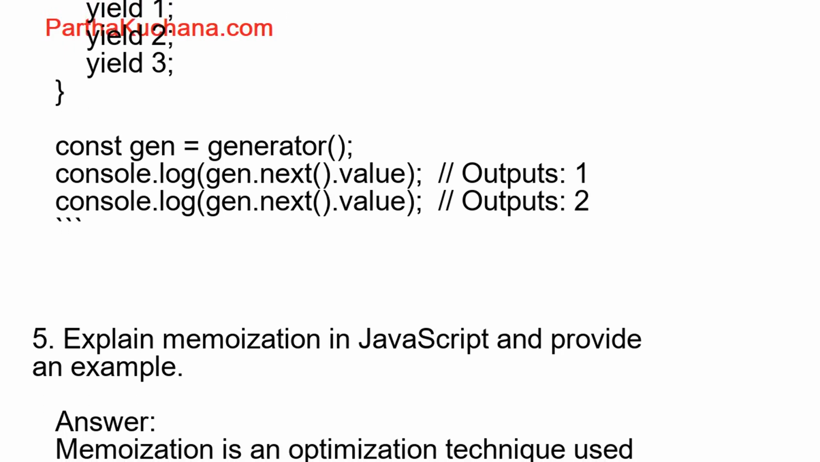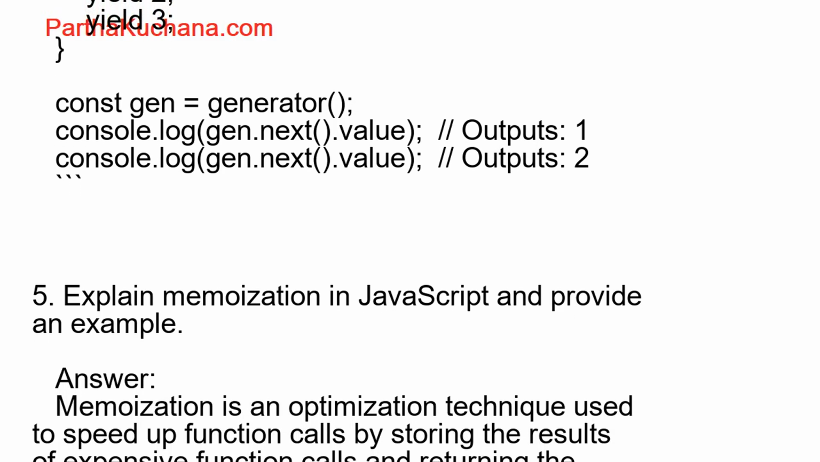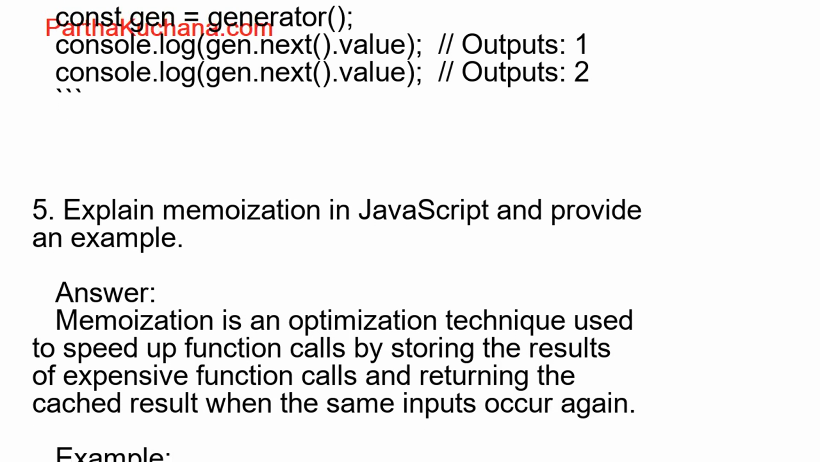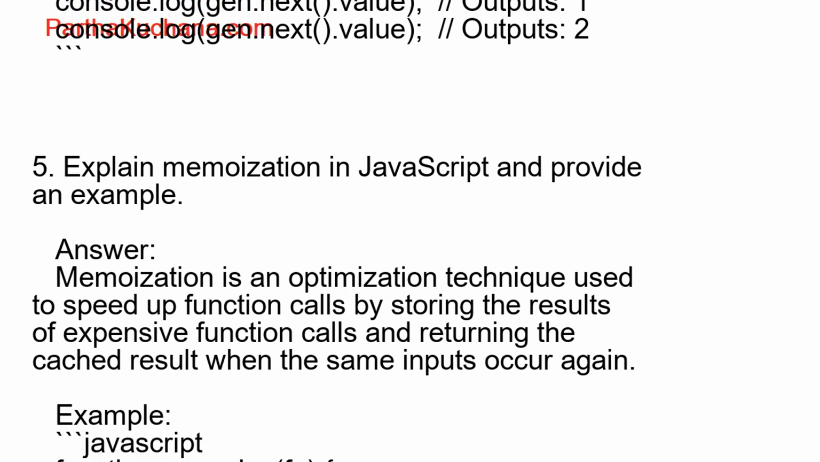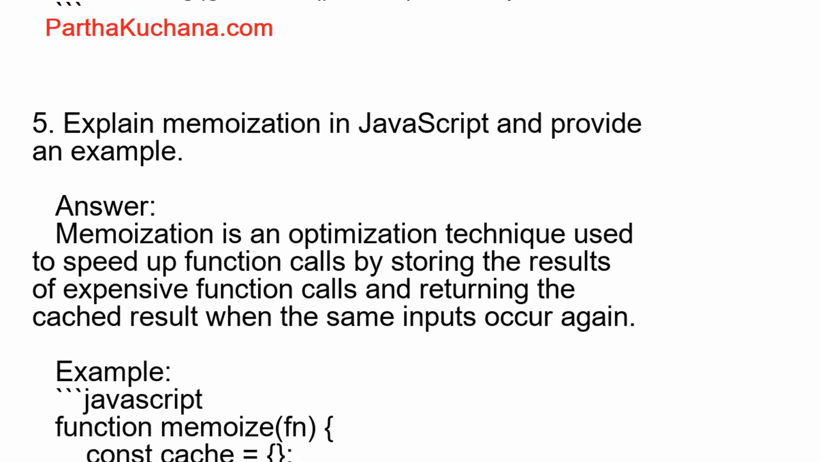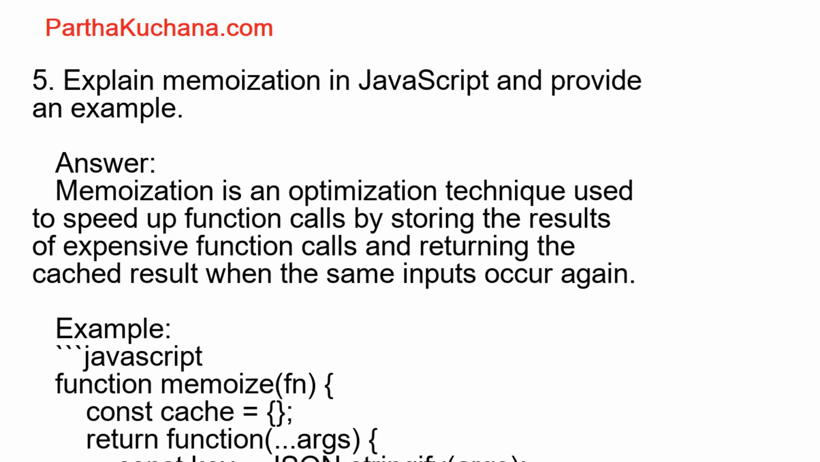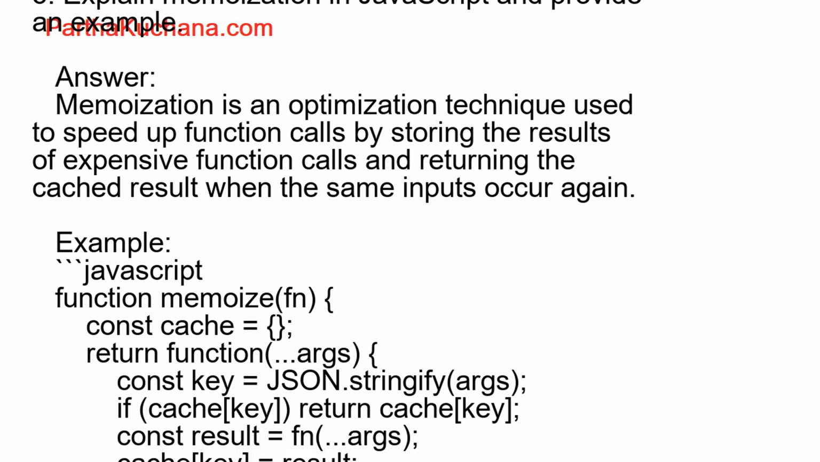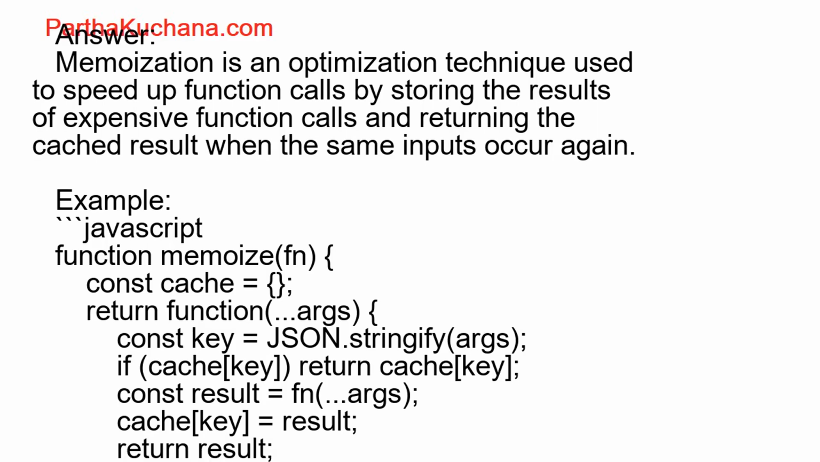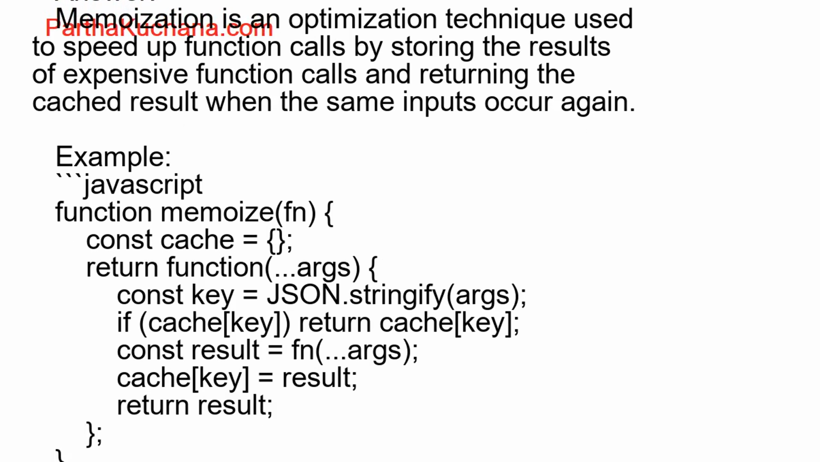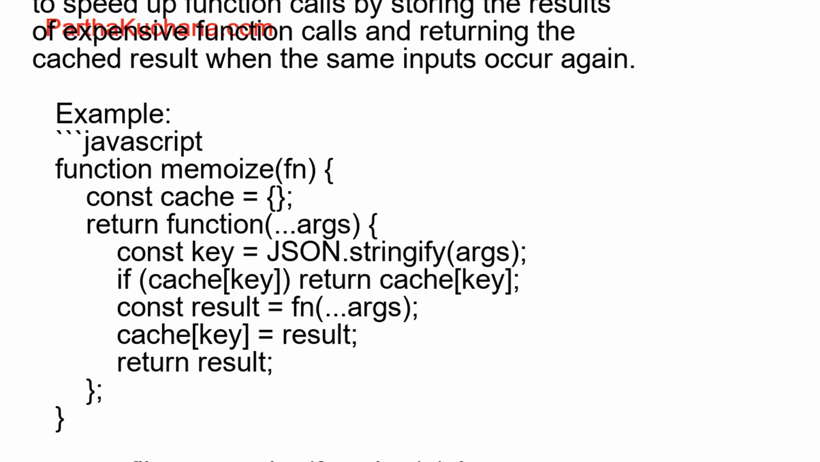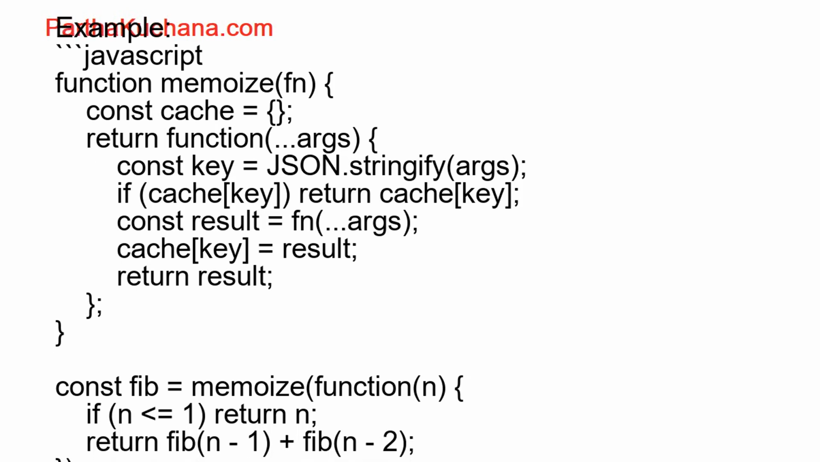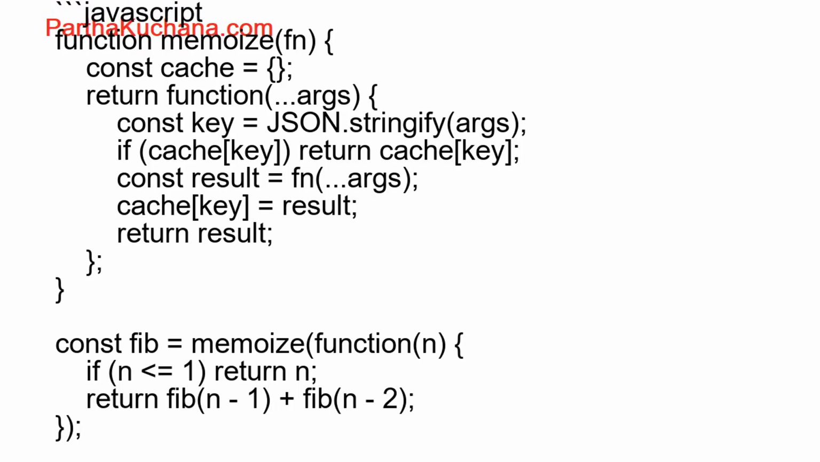Example: JavaScript. function memoize(fn) { const cache = {}; return function(...args) { const key = JSON.stringify(args); if (cache[key]) return cache[key]; const result = fn(...args); cache[key] = result; return result; }; } const fib = memoize(function(n) { if (n <= 1) return n; return fib(n-1) + fib(n-2); }); console.log(fib(40)) // memoized Fibonacci calculation.